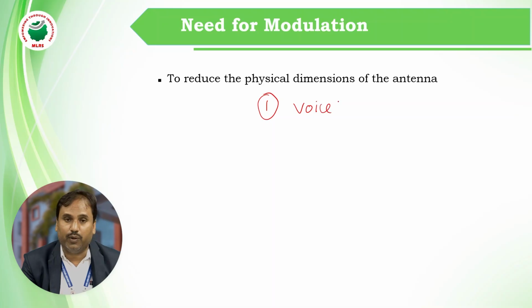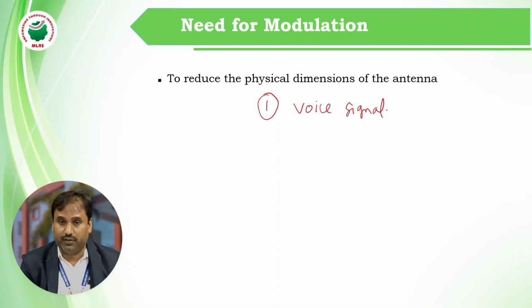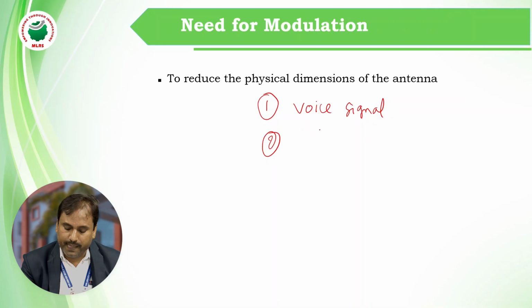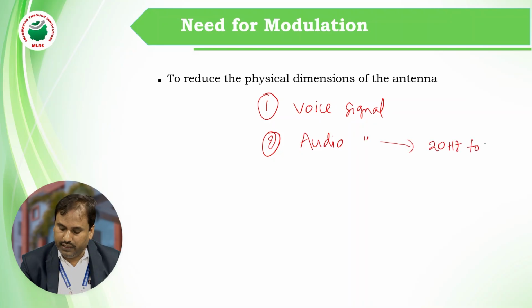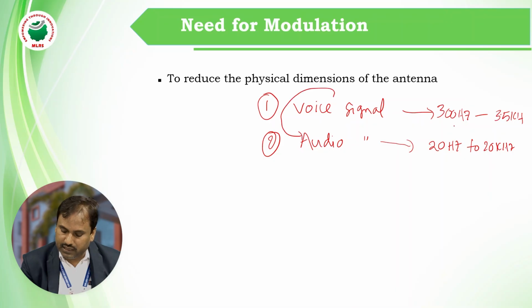Everybody is having mobiles, so definitely we need to transmit our voice signal in a communication system. The second one is audio. The audio signal frequency range is 20 hertz to 20 kilohertz. But what about the voice signal? That is 300 hertz to 3.5 kilohertz. So voice is a part of audio, because 300 Hz to 3.5 kilohertz is a part of 20 Hz to 20 kilohertz.